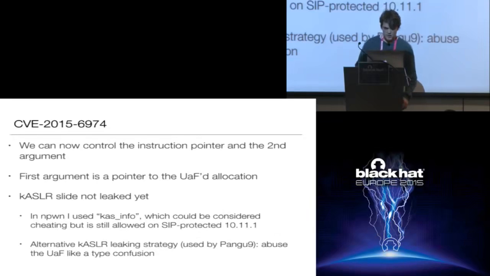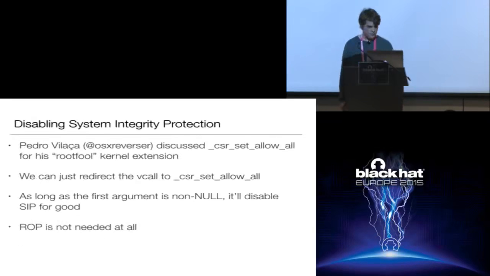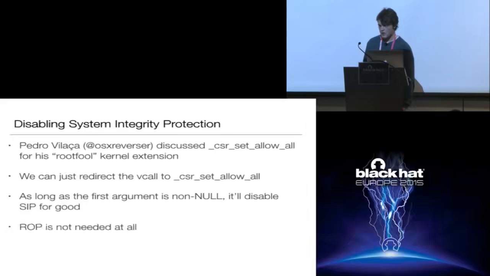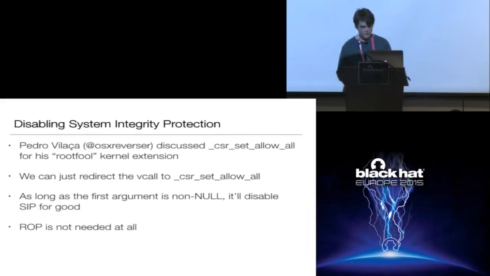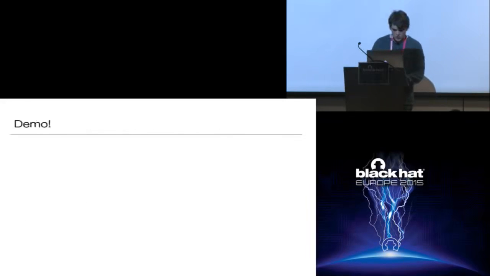To further disable System Integrity Protection, we can just use a function called csr_set_all. Pedro Vilaça, a macOS reverser, discussed this for his rootful kernel extension. And we can just redirect the virtual call to this function. As long as the first argument is not null, it will disable SIP for good. And a ROP chain is not needed for this at all.